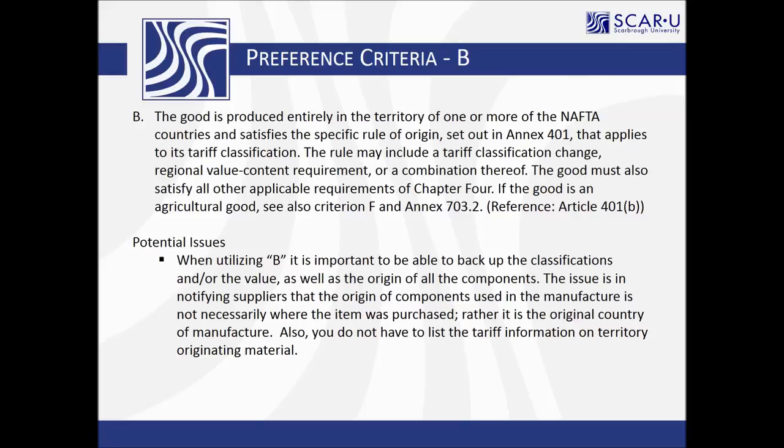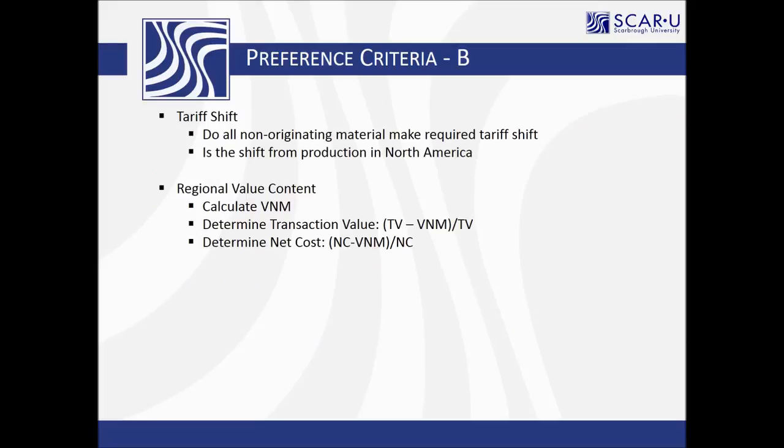We have the tariff shift and the regional value content. The math problem for regional value content is pretty simple. There's two ways to do it: transaction value and net cost. Transaction value is you take the transaction value of the product. So you sold a microphone for $10. The value of the non-originating material in this microphone is $2. Then you would divide: $8 of originating material divided by the entire transaction amount. There's 80%, right? That probably qualifies this for NAFTA.